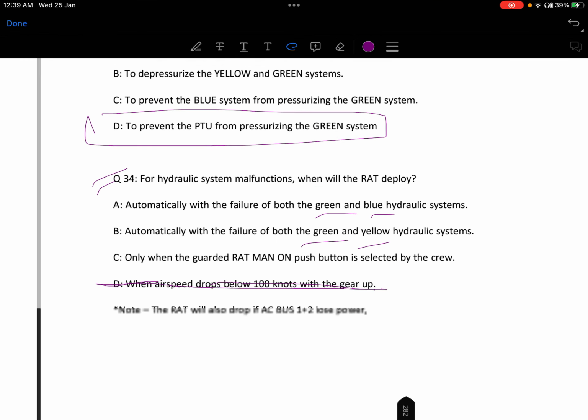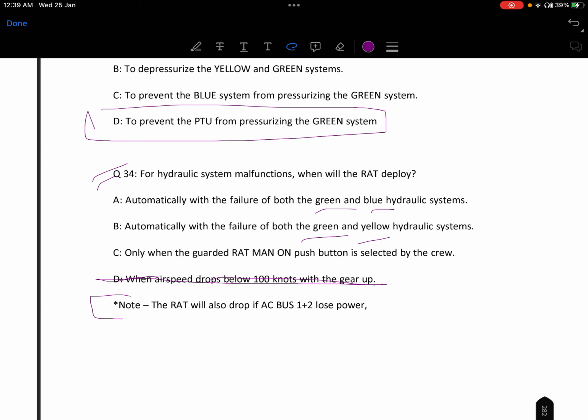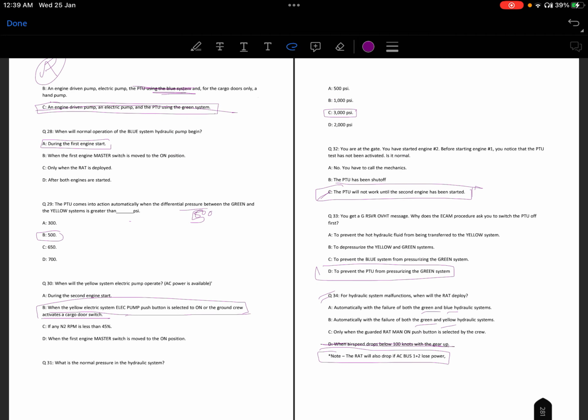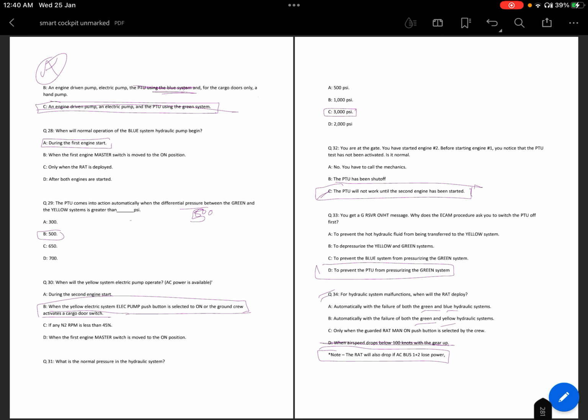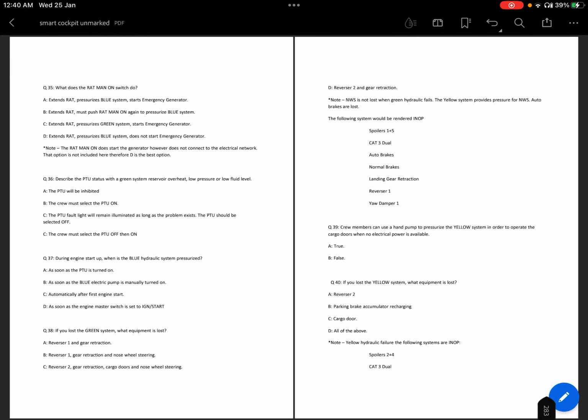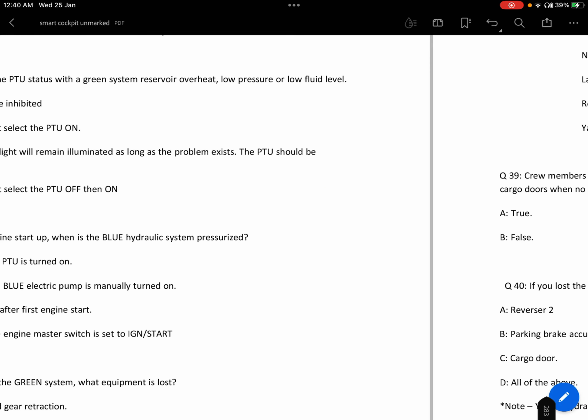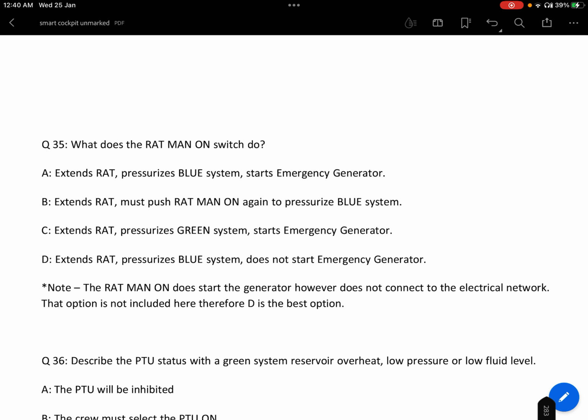On the hydraulic panel, and there is RAT MAN ON. There is RAT MAN ON. You will press it and this will deploy the ram air turbine. But in case of electric failure, yes, there is a condition when it deploys automatically, which is AC bus 1 and AC bus 2 power loss. So to deploy RAT, speed should be greater than 100 knots, right?